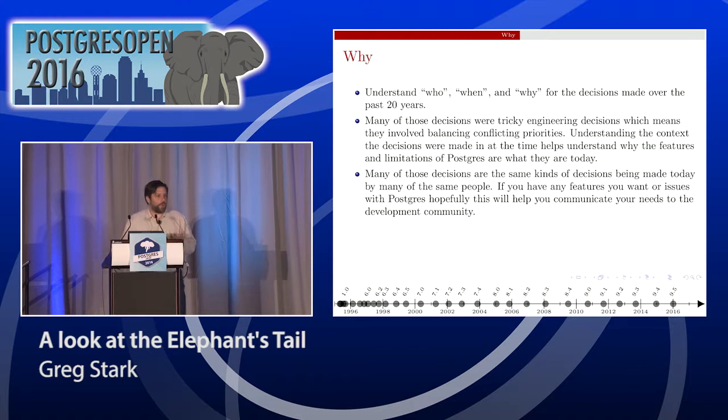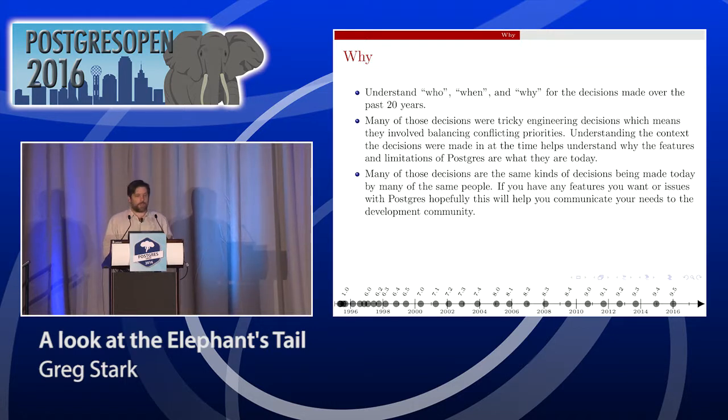It's not just what features, though. It's who did it, and most importantly, why. Why were those features the ones that were added, those problems the ones that were interesting to solve? And why not other features? What were the priorities and the problems that people were interested in solving over that time?